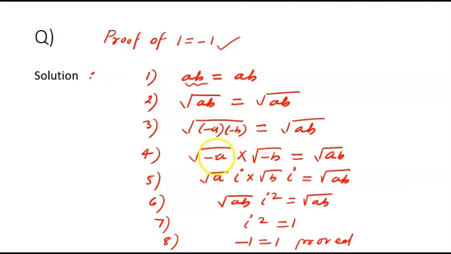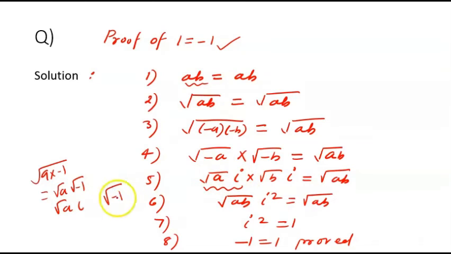Okay. We know that a square root of minus a can be seen as a into minus 1, and which can be written as a square root of a and a square root of minus 1. So that is a square root of a i. So in the fifth step I have written it as a square root of a into i, where i stands for a square root of minus 1. And here also we have written it as a square root of b and i, where i stands for a square root of minus 1.